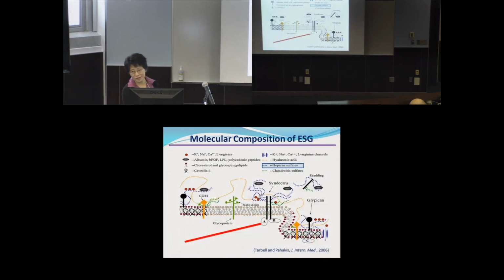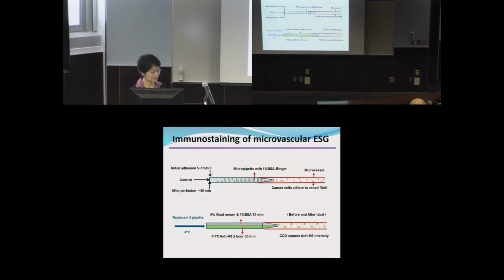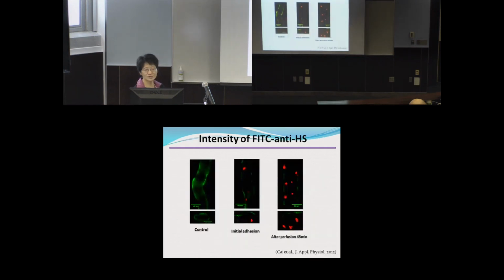Then we have to confirm if the surface glycocalyx is really degraded by tumor cell adhesion. So we still label the HS, and we use the same method as I just showed you, but under control, initial adhesion, and perfusion for 45 minutes. And here are our results.